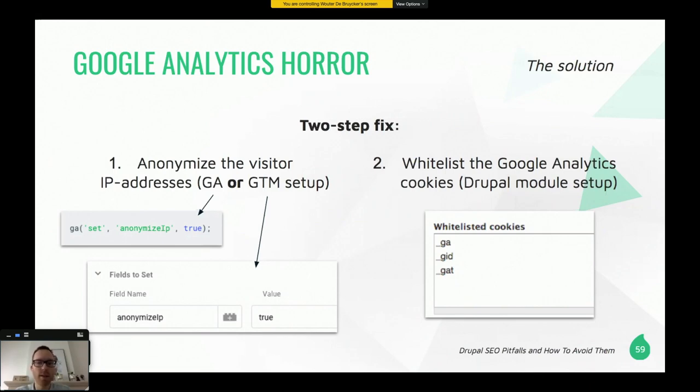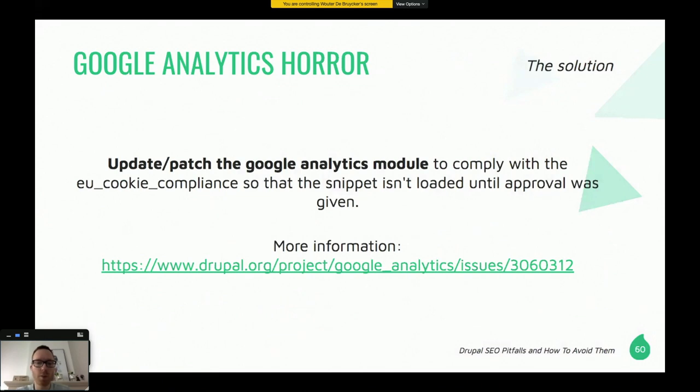Second, in this two-step fix, we will whitelist the Google Analytics cookies in the Drupal module. There you can see on the right-hand side, we have three whitelisted cookies, and these are the Google Analytics cookies. Now this whole thing combined makes sure that Google Analytics is always executed, but the IP address is anonymized. There's also another possible solution, which Brent will explain.